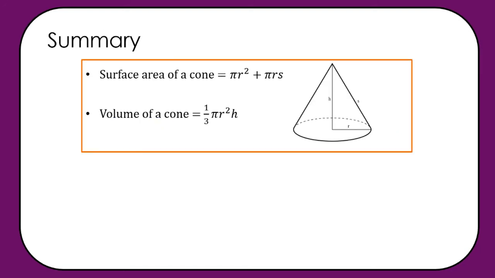So cone surface area is pi r squared plus pi r s, where the pi r squared is the circle on the bottom and the pi r s is the curved surface, and the volume of a cone is 1/3 times the area of the corresponding cylinder, that is 1/3 times pi r squared h.